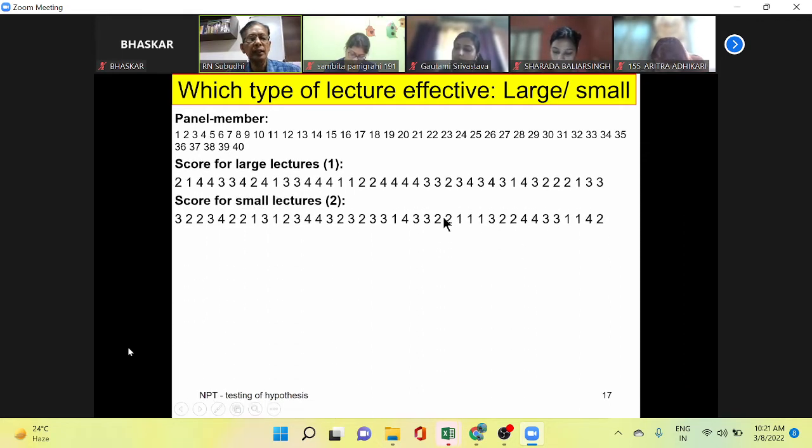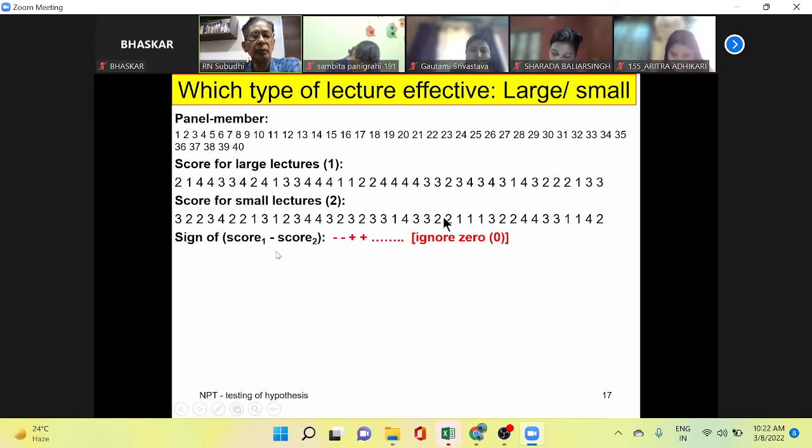I'm showing you the data. These are the data. Hope you have it with you, or write column wise so that you draw one line below that and just note down the difference sign only. You score 1 minus score 2, and you have to write plus and minus.